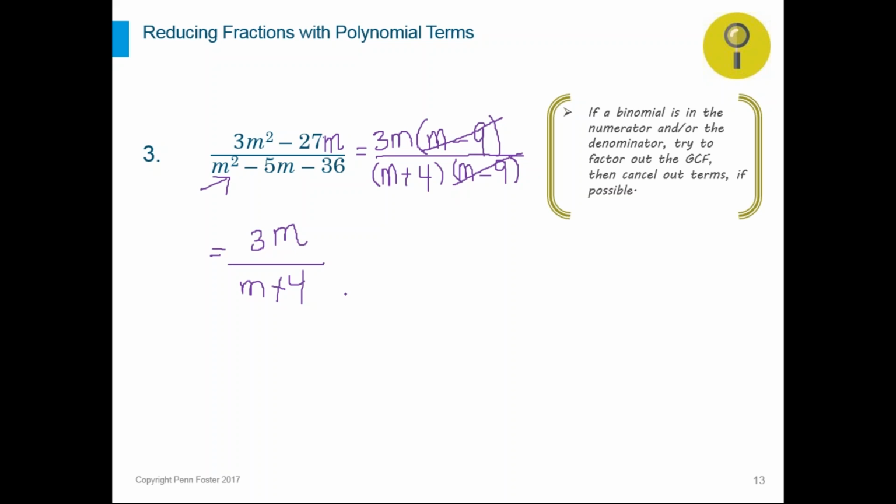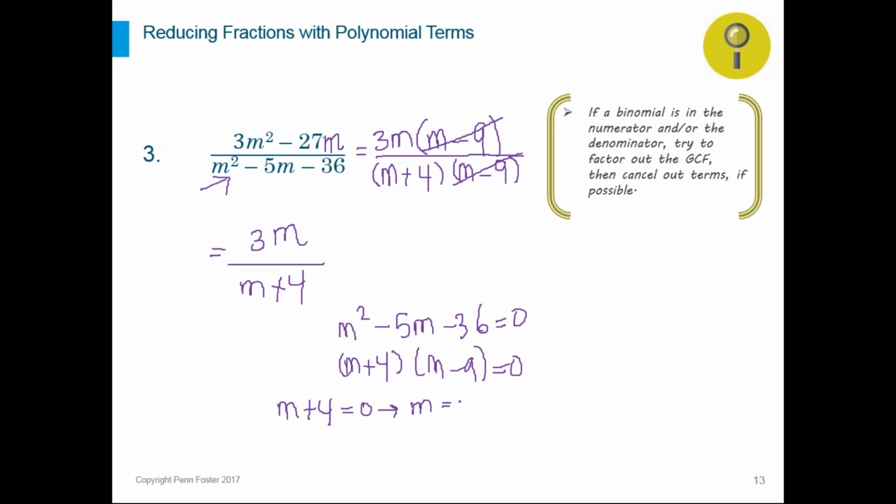Look at the denominator. So I'm going to set m squared minus 5m minus 36 equal to 0. It's a trinomial. Then use the factors I have on the bottom, m plus 4 times m minus 9 equals 0. According to the zero property, either m plus 4 equals 0, in this case m equals negative 4, or m minus 9 equals 0, and then m equals 9. Those are the illegal values for this algebraic fraction.